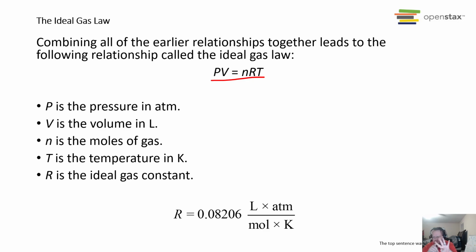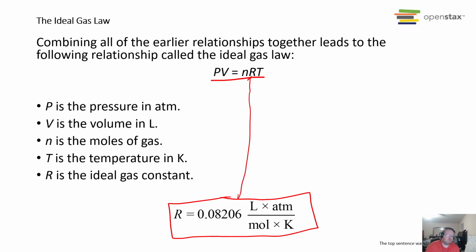And what it means is, if you know any three, you can always solve for the fourth. Note that R here is something called the ideal gas constant. This is something that has been measured. This is the relationship between these four properties, and so we plug it in as a constant. Then plug in the three units we know, and we can use it to solve for a fourth.